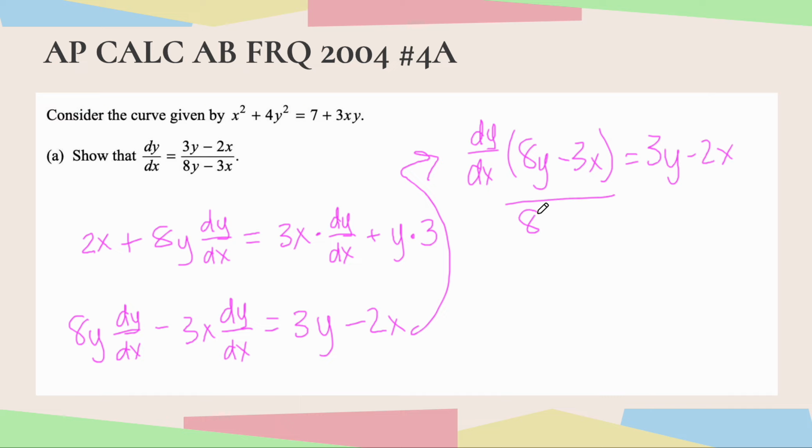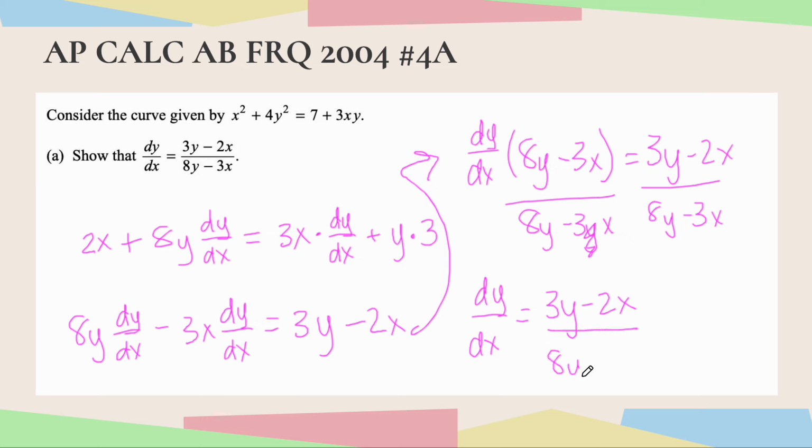Now I'm simply going to divide by 8y minus 3x on both sides. Oops, I'm sorry, that should be an x. There we go. So now we have dy/dx equals 3y minus 2x over 8y minus 3x. So now we have successfully confirmed dy/dx.